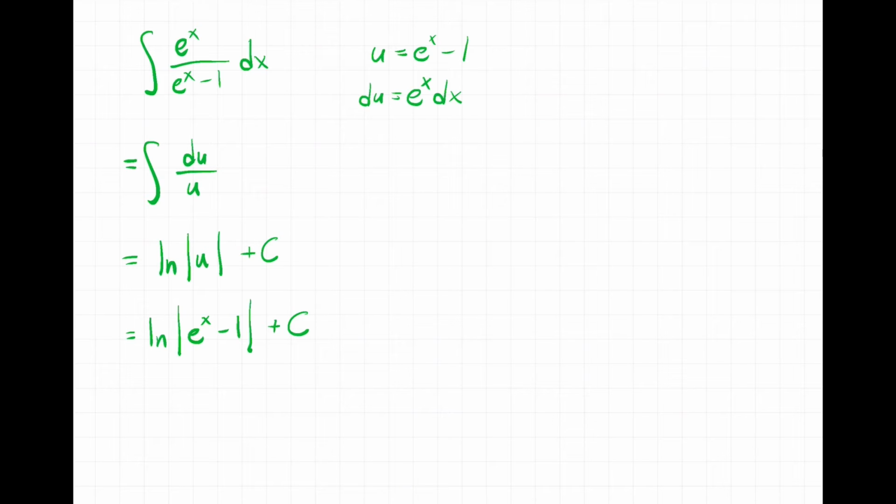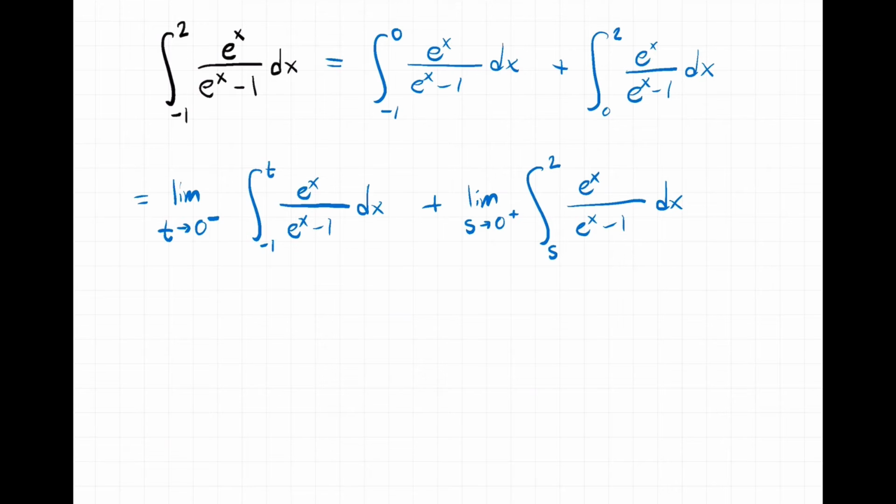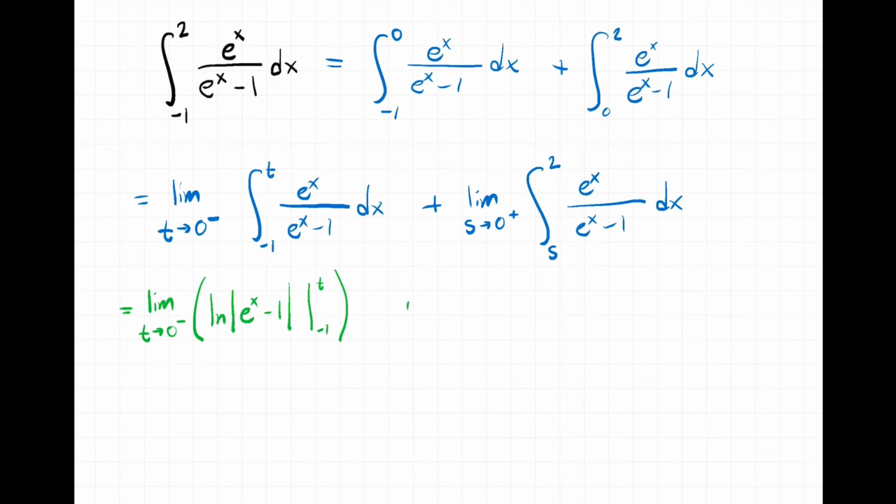Let's bring this now back to our original problem. We have found the antiderivative, so we're ready to complete our integrals. So we're back to our problem here. This is now equal to the limit as t goes to 0 from below of the natural log of the absolute value of e to the x minus 1, going from -1 to t, plus the limit as s approaches 0 from above.